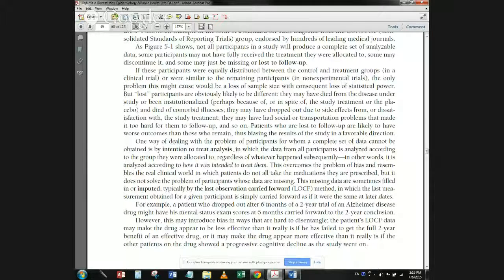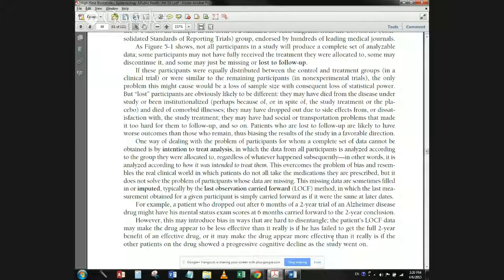If these participants were equally distributed between the control and treatment groups in a clinical trial, or were similar to the remaining participants in non experimental trials, the only problem this might cause would be a loss of sample size with consequent loss of statistical power. But lost participants are obviously likely to be different. They may have died from the disease under study or been institutionalized, perhaps because of or in spite of the study treatment or the placebo, and died of comorbid illnesses. They may have dropped out due to side effects from or dissatisfaction with the study treatment. They may have had social or transportation problems that made it too hard for them to follow up, and so on. Patients who are lost to follow up are likely to have worse outcomes than those who remain, thus biasing the results of the study in a favorable direction.